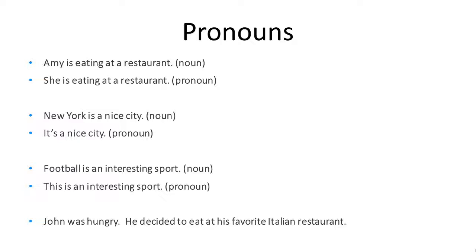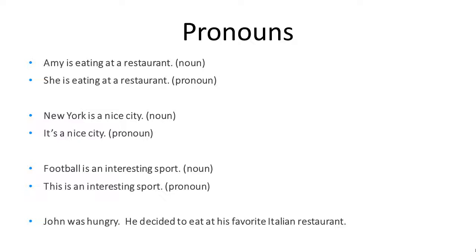Let's take a look at this second set of examples. New York is a nice city. New York, of course, is a noun. Now, if we take a look at this second sentence, it's a nice city. The word it, that is a pronoun. The pronoun it replaces the noun New York. And again, they're very, very similar. It is the subject of this sentence. So it is another major type of pronoun. Football is an interesting sport. The word football, of course, is a noun. Now let's take a look at this second example. This is an interesting sport. We replace the word football with the word this. This is a pronoun. That's a type of pronoun. Again, it's replacing the word football, and it is the subject of the sentence.